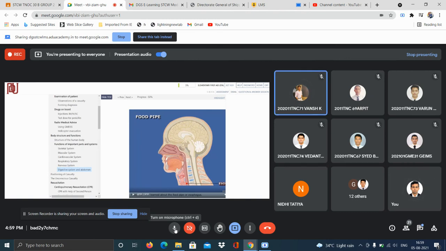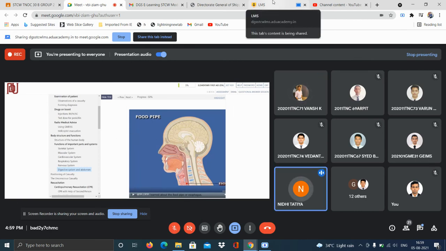No, ma'am. How do I show you? See, this brain structure is there. How do I show you? There's something white behind the back side of the brain. Yes, this flower-like structure.